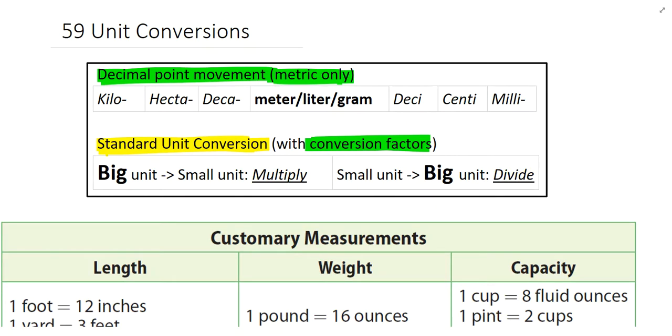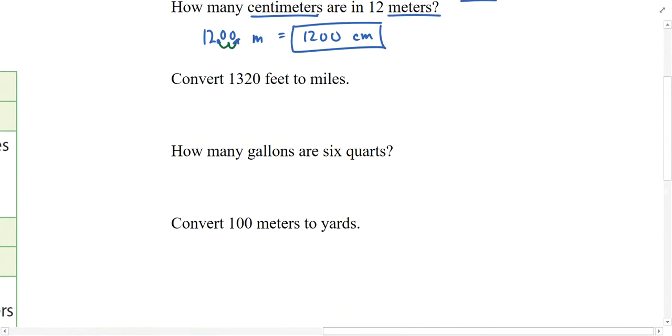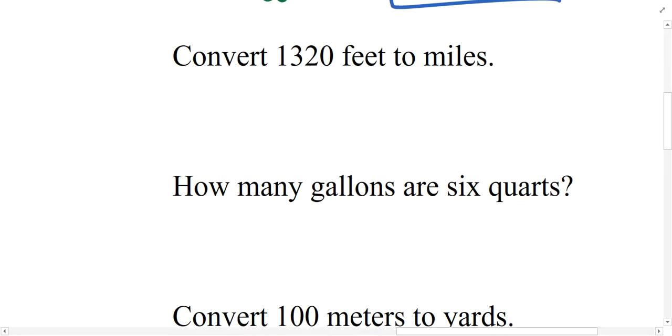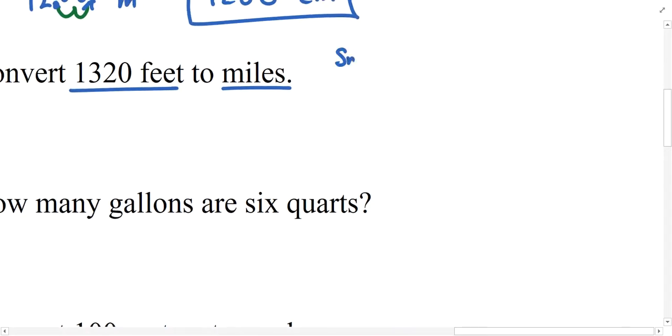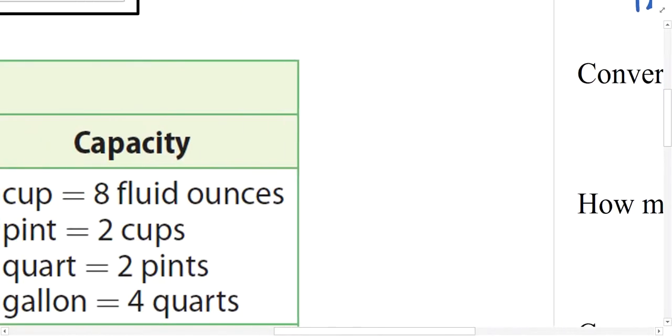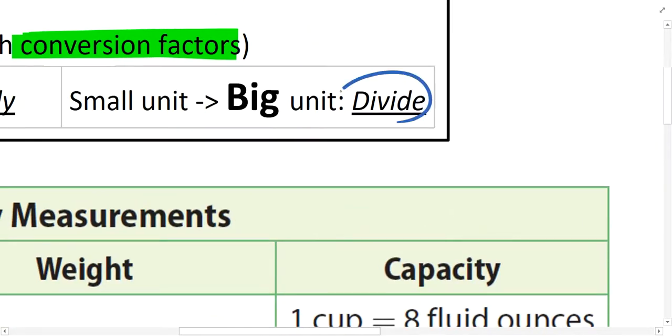Now for some examples with our standard unit conversion using conversion factors, we need to convert 1,320 feet into miles. Well, feet are smaller than miles. So we're changing from a small unit to a large unit. Small unit to big unit. Feet are smaller than miles. So if we're going small to large, then we're going to have to divide by our conversion factor.